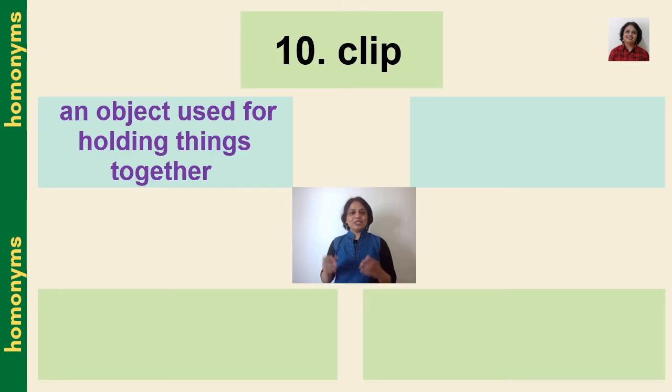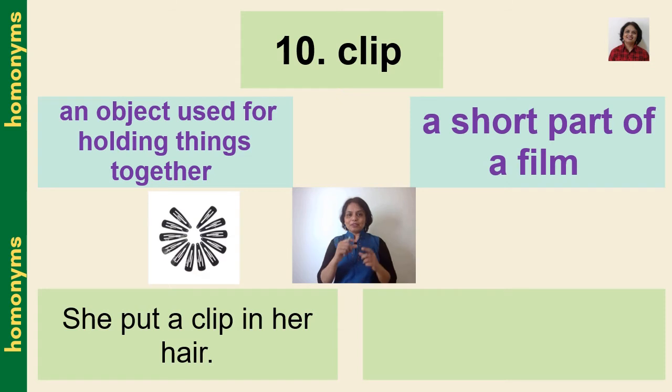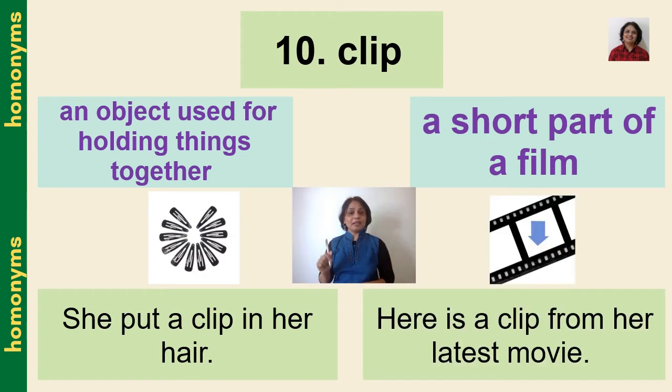Number 10 is clip. It's an object which is used to hold things together. For example, she put a clip in her hair to hold the hair together. Another meaning of clip is a short part of a film. For example, here is a clip from her latest movie.